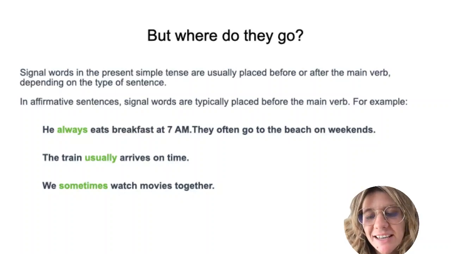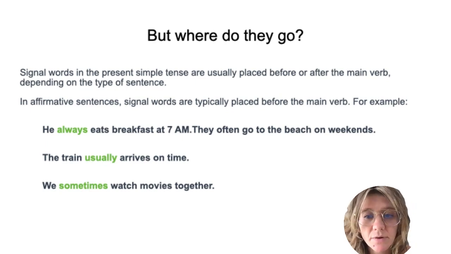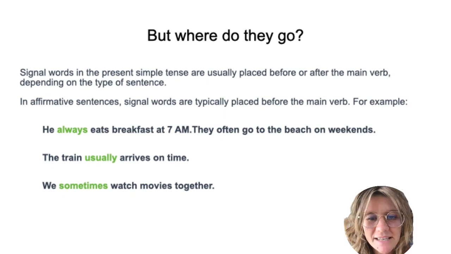So let's take a look at our examples here. So we have the first example, he always eats breakfast at 7 a.m. They often go to the beach on weekends. So always sits before the main verb eats, and often sits before go in the second part of the sentence.